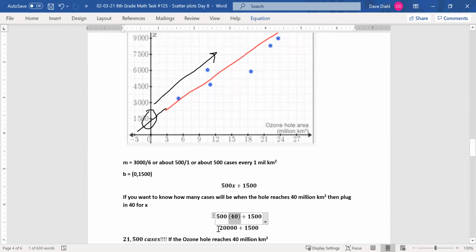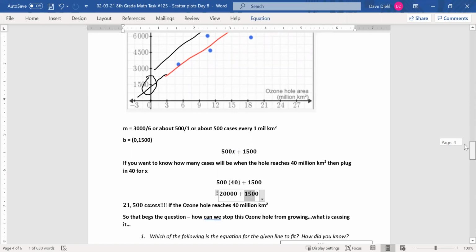So there's going to be about 20,000 new cases of skin cancer just because of the ozone layer, plus the 1,500 that we can already expect. And now we're talking about 21,500 cases if the ozone hole reaches that big.